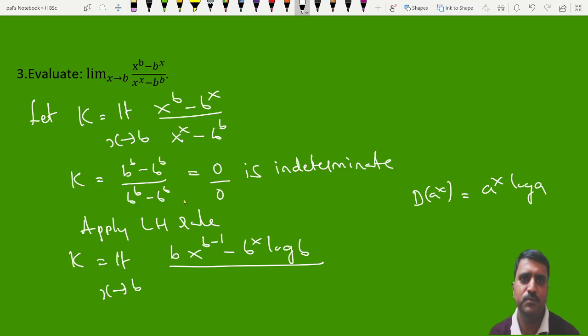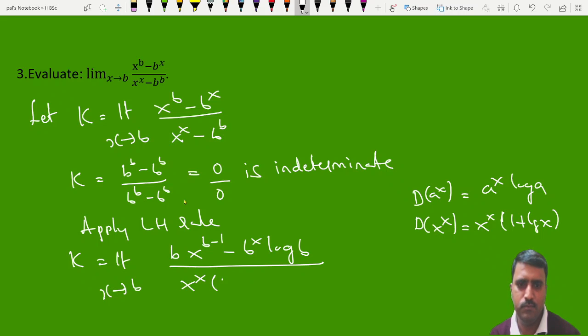What is the differentiation of x to the power of x? We can find it by taking log. Let y is equal to x to the power of x; take log on both sides. It is x log x. Differentiation of x log x is x into 1 by x plus log x into 1, so that is 1 plus log x. So the differentiation of x to the power of x is x to the power of x into 1 plus log x. Let's use that formula directly.